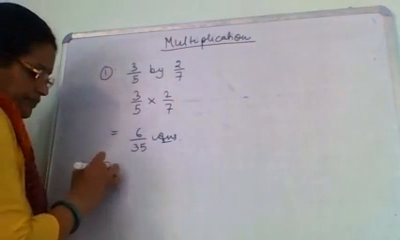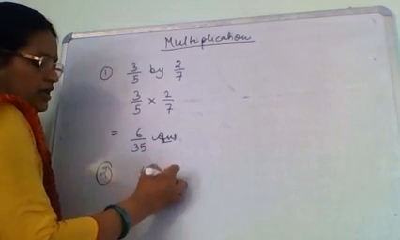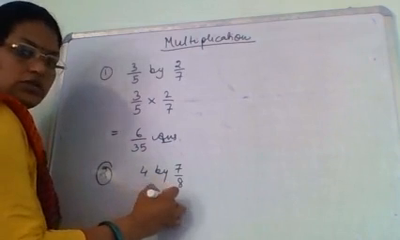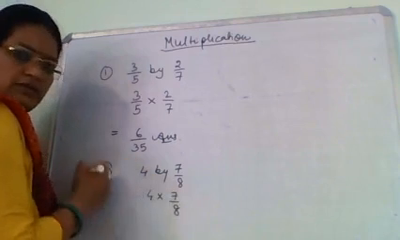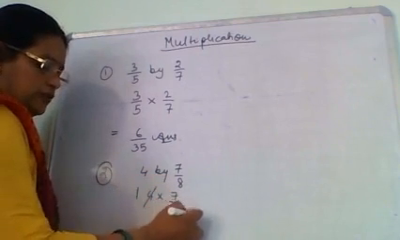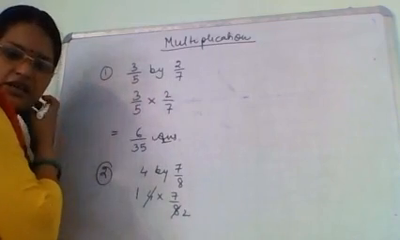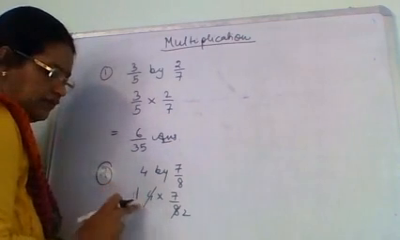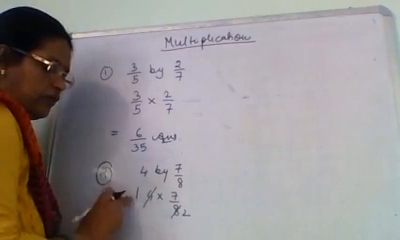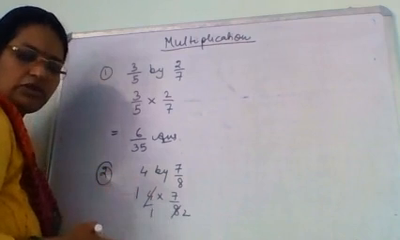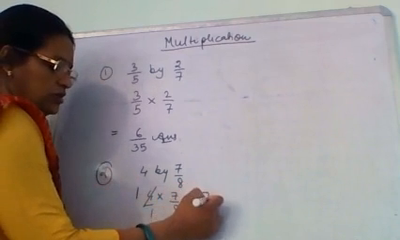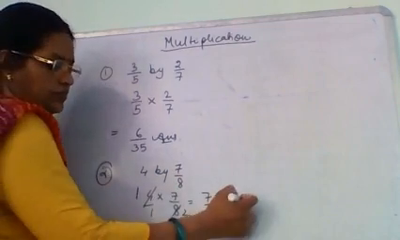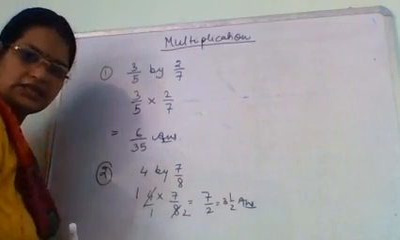Another example. 4 by 7 into 7 by 8. So 4 into 7 by 8. 4 ones are 4, 2. Because here we cannot have anything to make it standard form, so here we are converting this into the standard form by making it simpler. So 4 ones are 4, 2. No number is there, you can write over here this. So 1 into 7 is 7, 7 by 2. This can be further written as 3 and 1 by 2. Like this. Okay.